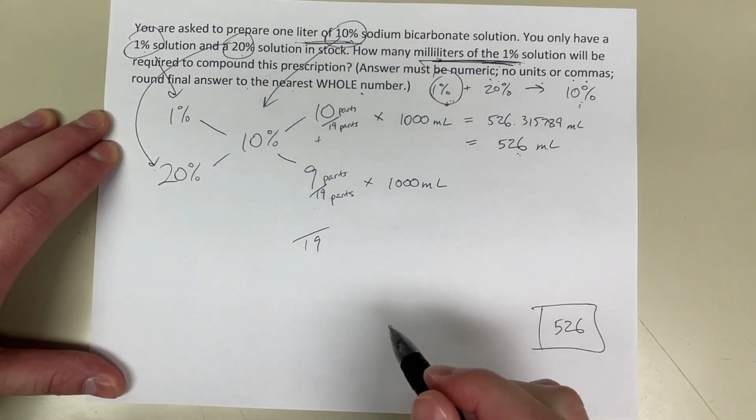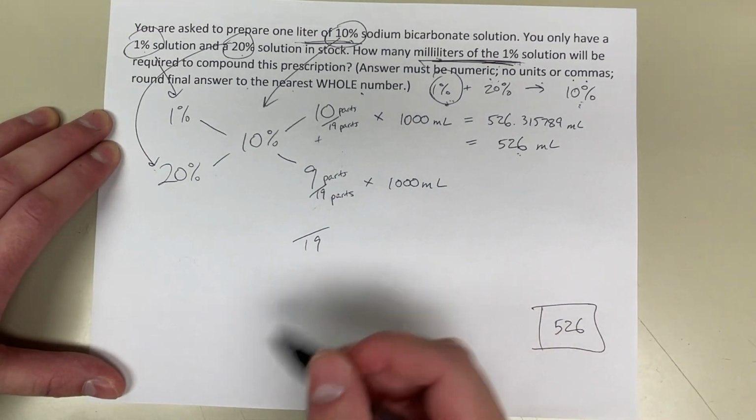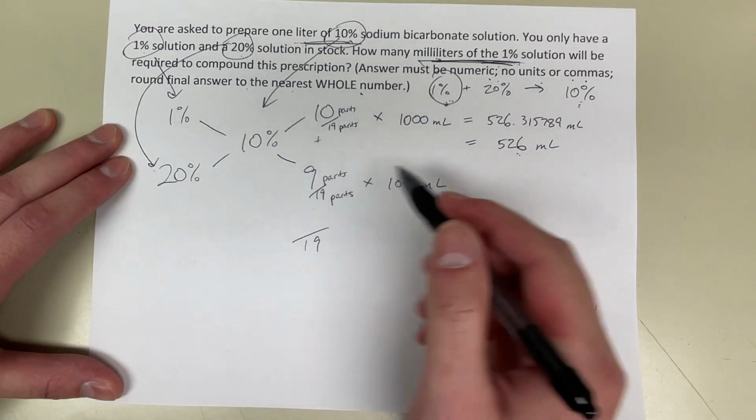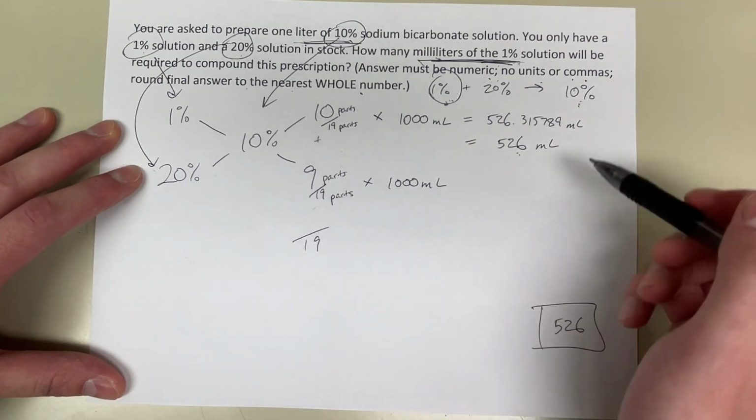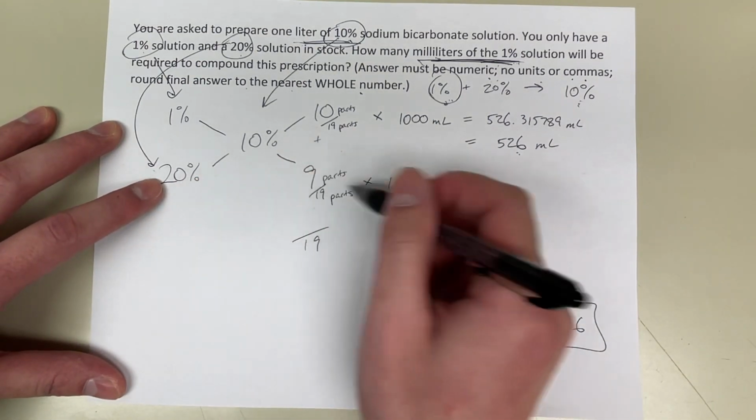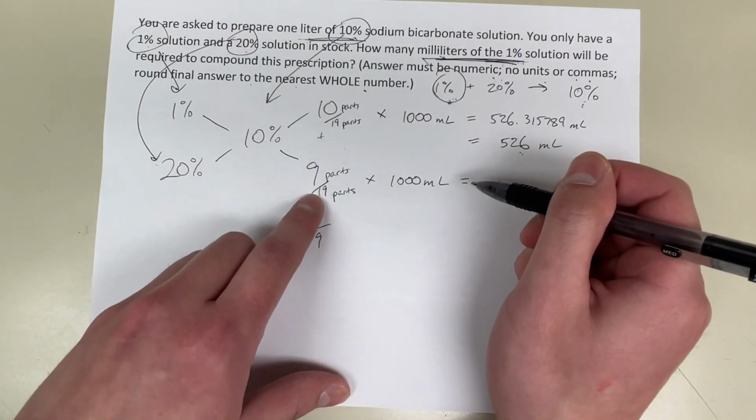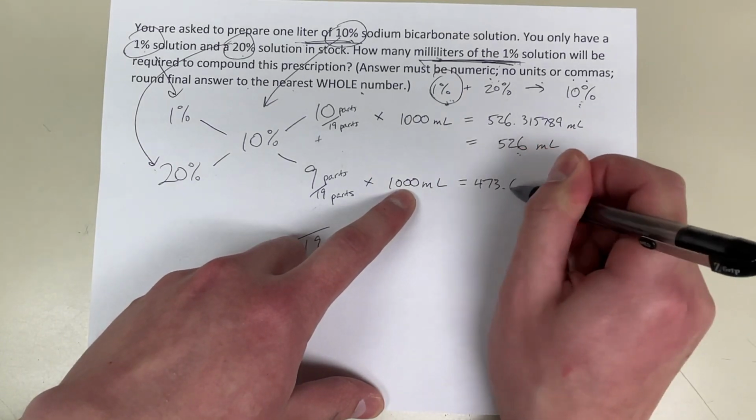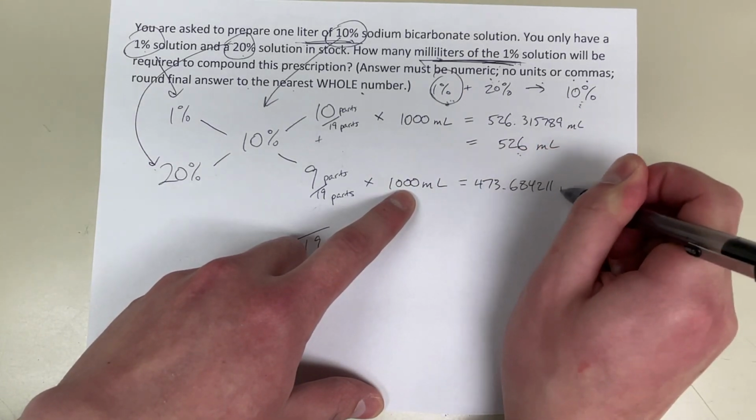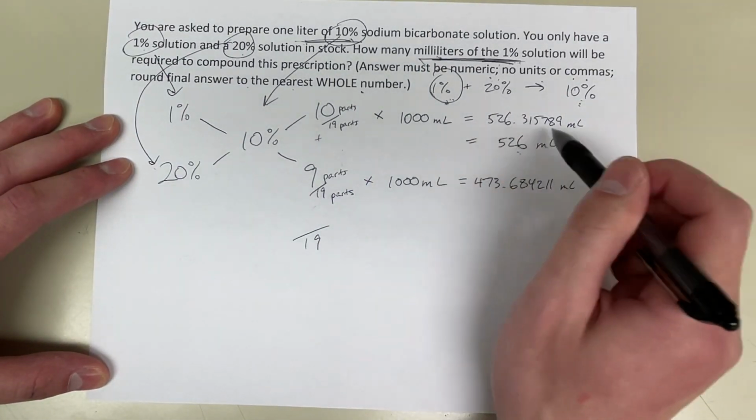But if you're really good in math and you want to double check your work real fast, what I do personally is I calculate what the total percentage is when I add all this together. So I finish calculating this amount of milliliters of the 20% solution. So 9 over 19 times 1,000 equals 473.684211 milliliters. And now I'm going to find out how many grams of drug are in each of these.